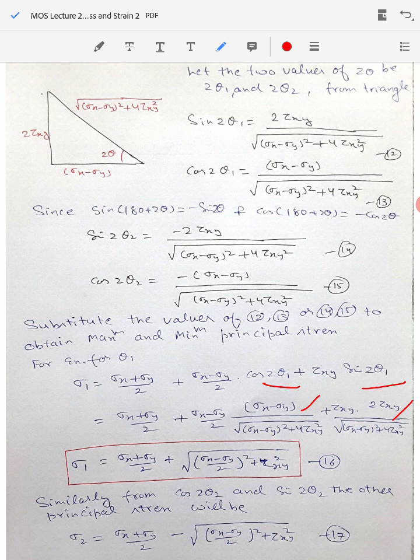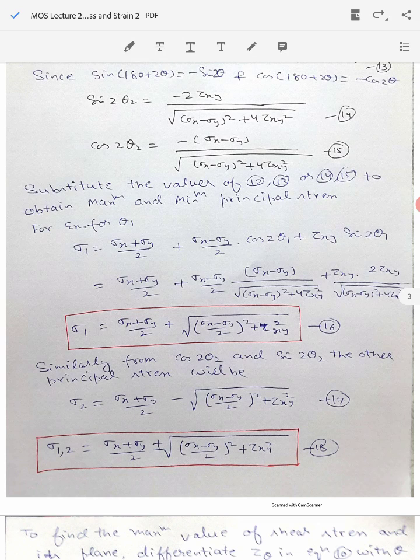This is equation 16. Similarly, if you use the other pair, cos 2 theta 2 and sine 2 theta 2, the other principal stress will come out to be sigma x plus sigma y by 2 minus under root of sigma x minus sigma y by 2 whole square plus tau xy square. You see, this will be the higher value and this will be the lower value of the principal stress. And both of them together can be expressed as equation 18, where I have used the sign plus minus here. So plus for the higher value of principal stress and minus for the lower value of the principal stress acting on the other plane, which is at 90 degrees to the previous plane.